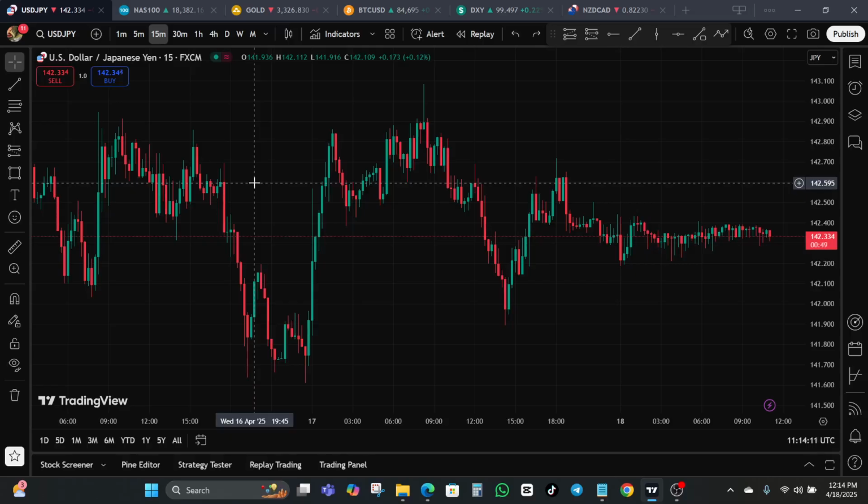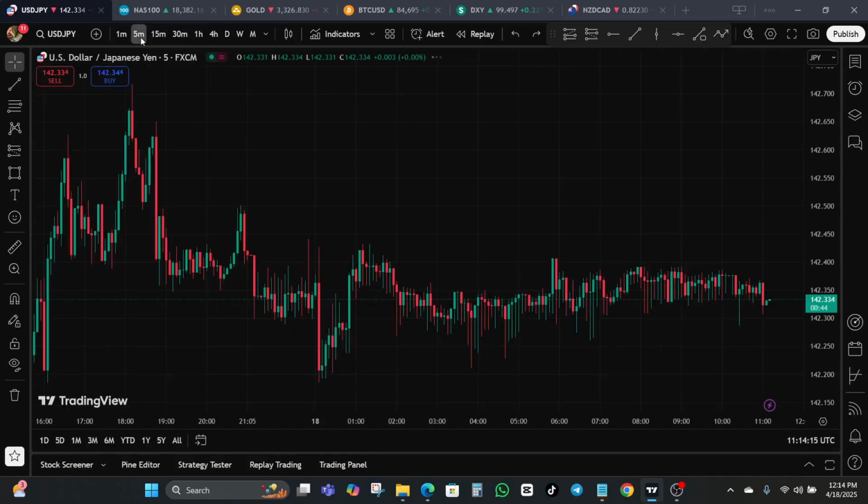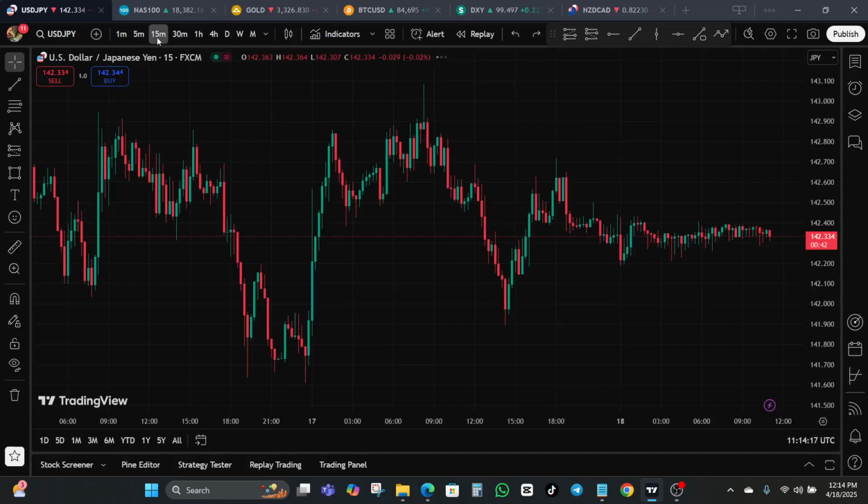Scalpers typically use shorter time frames like the 5-minute chart or the 15-minute chart to pinpoint ideal entry and exit points. The key here is precision, as we are targeting small moves, usually in the range of 5 to 10 pips. So now let us just dive into the actual setup.